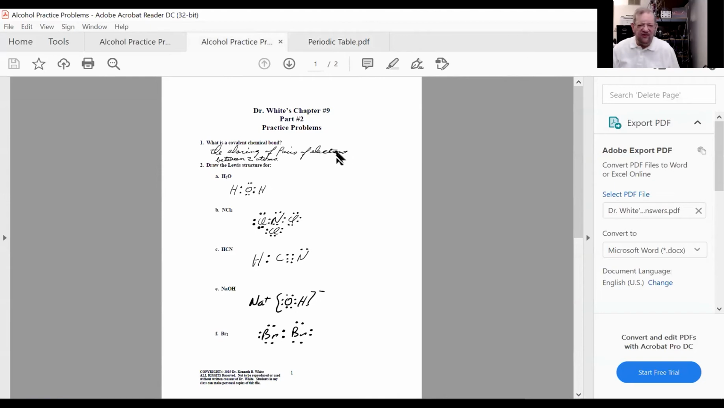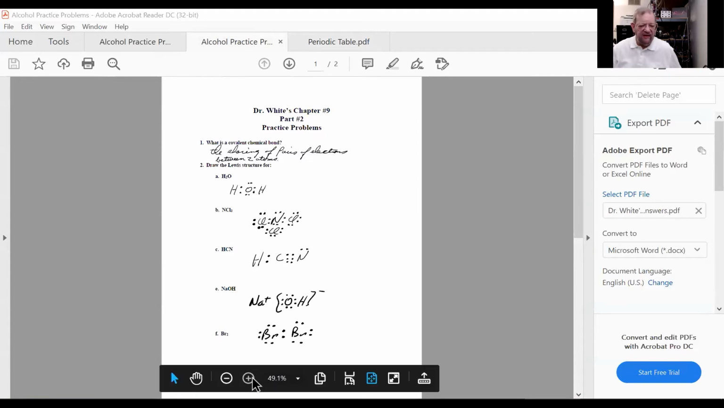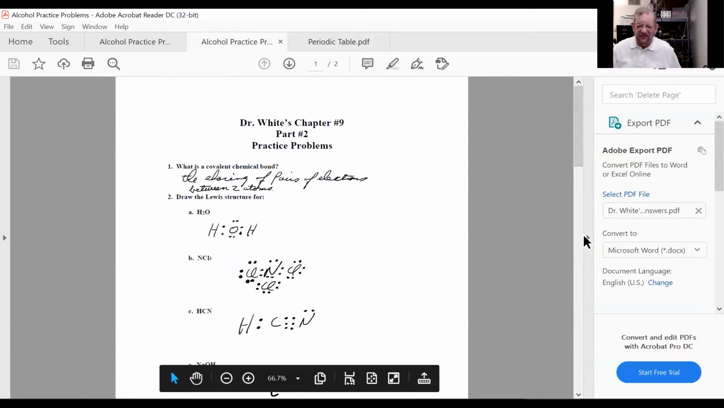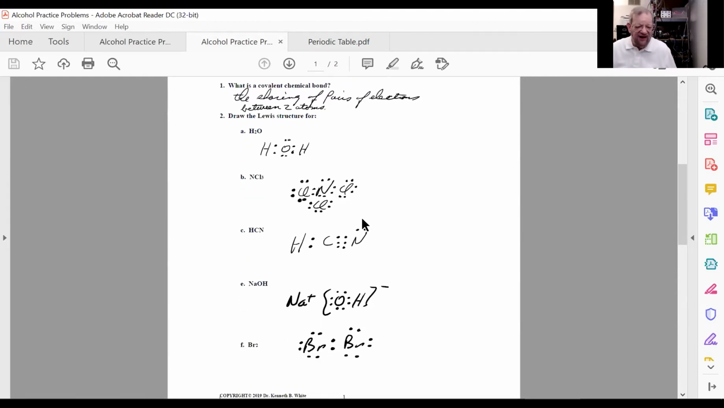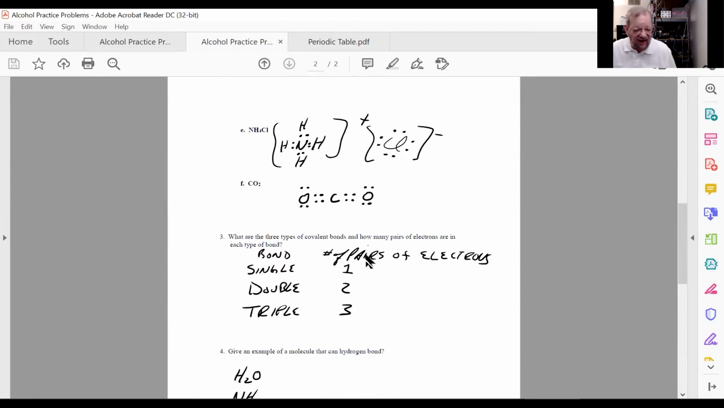Now, once you get to doing Lewis structures, then let's talk about covalent bonds. And here we have: draw the Lewis structure for the following molecules. How do you do that? You need to know the valence electrons, and you need to know also the following on the next page, that there are three types of covalent bonds, and you should know how many pairs of electrons.